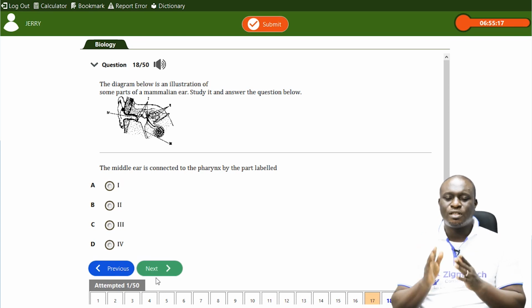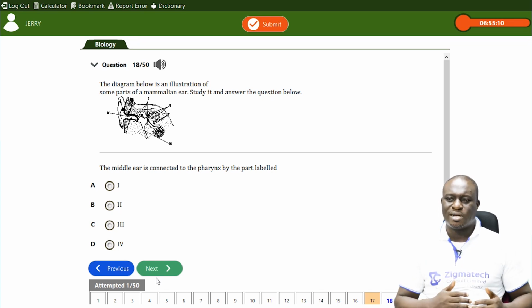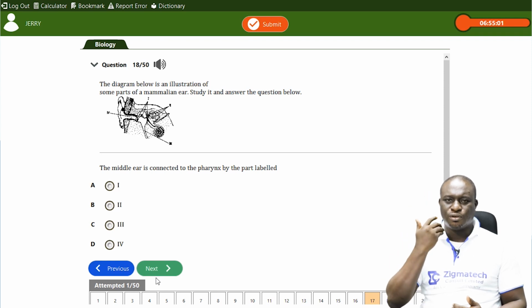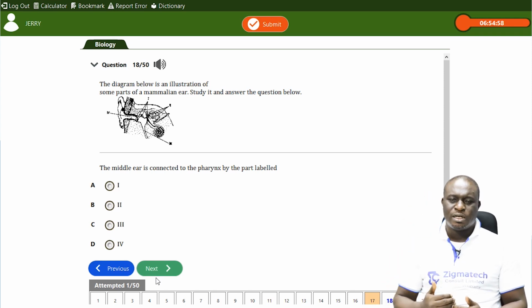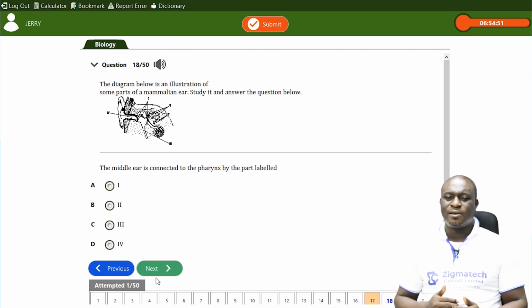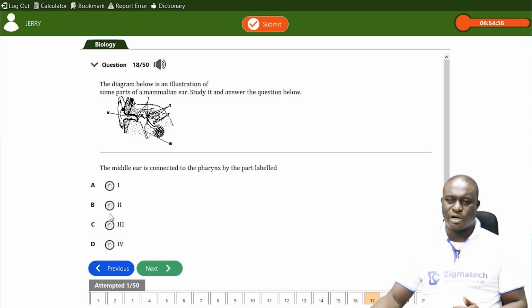Now, next question, still on the ear. The question is, the middle ear is connected to the pharynx by the part labeled what? I have also mentioned this in the previous question. I said that the middle ear consists of the ossicles as well as the eustachian tube. The ossicle is located there in the middle ear, represented with Roman figure 1, and the eustachian tube is represented with Roman figure 3. So the one that actually connects with the pharynx is the eustachian tube, which is Roman figure 3. So our correct answer to this is C.